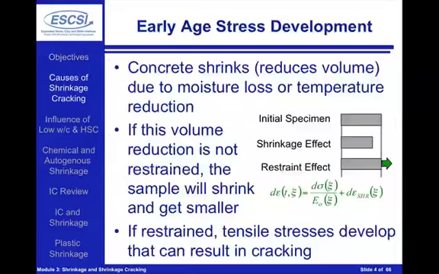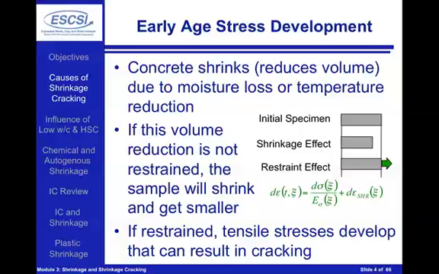So we want to talk a little bit about where these cracks may come from. Where do these early age shrinkage and thermal cracks come from? The basic idea is that concrete is going to reduce volume when it loses moisture or when there's a temperature reduction. So as water leaves the system, concrete is going to shrink and get smaller. If this volume reduction isn't restrained, the sample will just shrink and get smaller, and there really wouldn't be an impact.